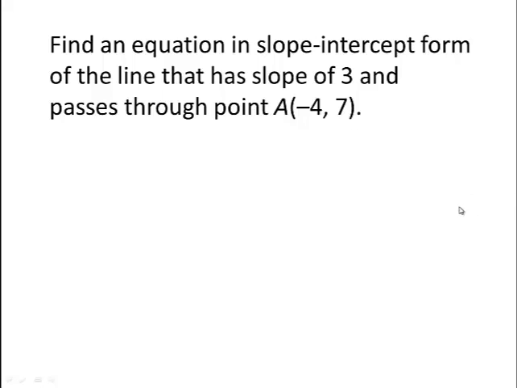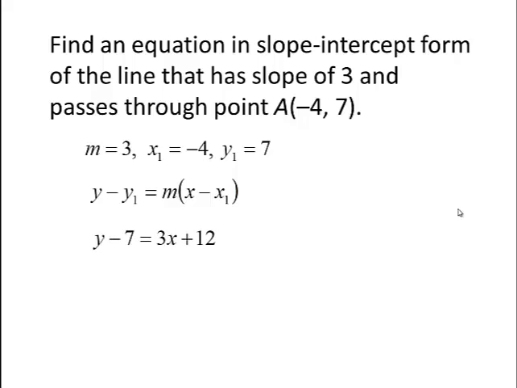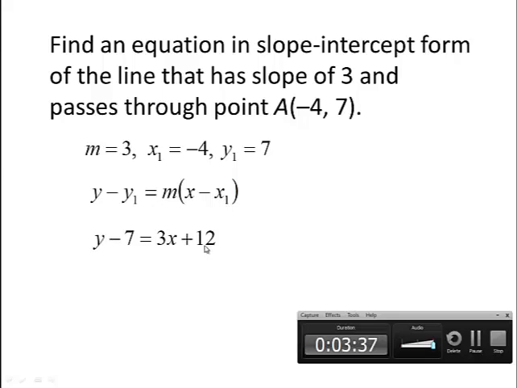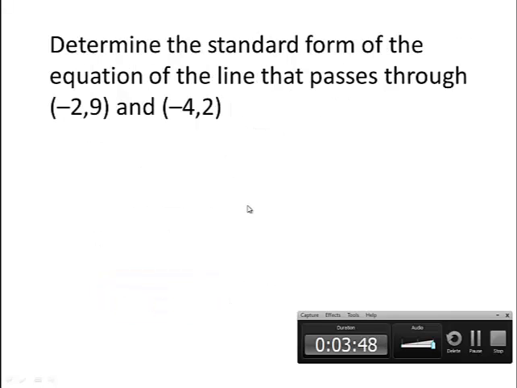Find an equation in slope-intercept form. That's y is equal to mx plus b for a line with a slope of 3 and passes through point negative 4, 7. So we have a slope of 3, x1 is negative 4, y1 is 7, use the point slope form. And we're putting all that in, distribute the 3 to the negative 4, we get 12, adding 7 to both sides, we get 19, and that's your equation in slope-intercept form.